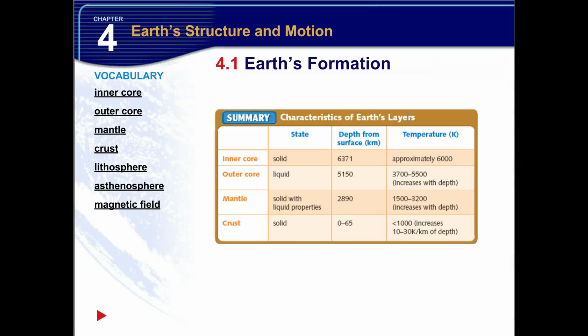So here's a really good chart out of the textbook. Inner core, outer core, mantle, crust. It goes over the state each is in, the depth from the surface, as well as the temperature. It breaks it all down for you.